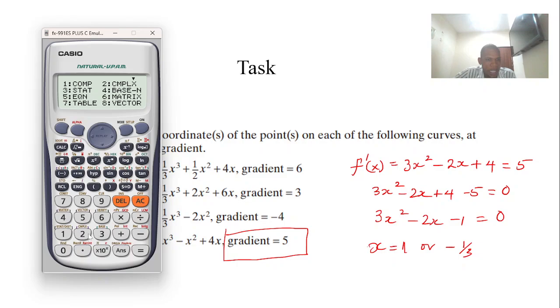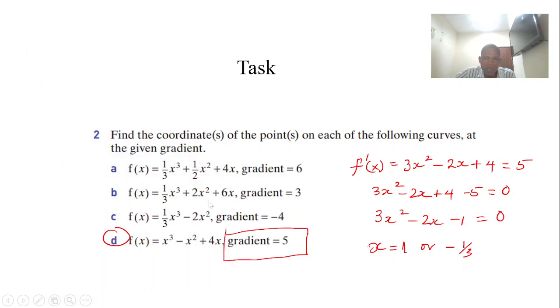Now, that's for that. Then let's continue. Now the values of x here are 1 or what? Negative 1/3. Now don't forget, you are asked to find the coordinates of the point. So point P must have x and what? And y. Now we just got the value for x, 1 and this.